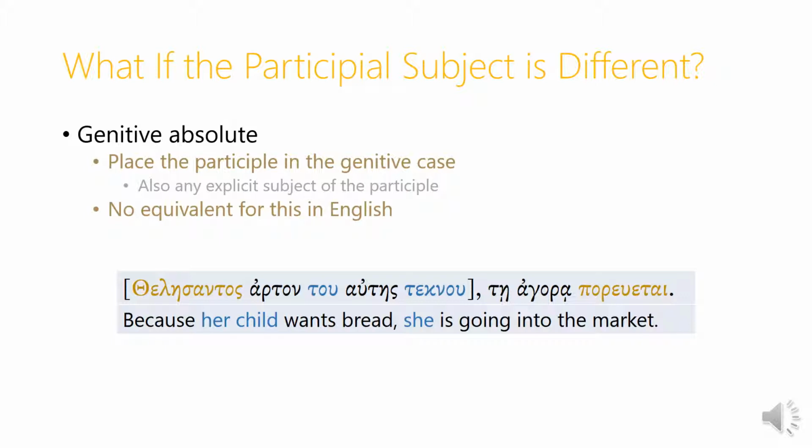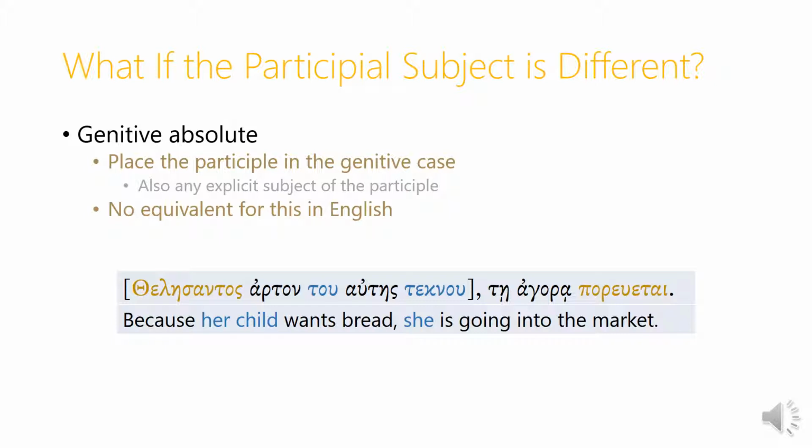So when we are recognizing this, the first thing we're going to notice, hopefully, is that the participle is in the genitive case. And then that's what's going to cue us to the fact that, all right, the genitive nominal, technu, is also the subject of that genitive absolute participle. Otherwise, the genitive tu technu would really throw us off. But we're saying there, because her child, tu autes technu, wants bread, thelesantos arton, she is going into the market.